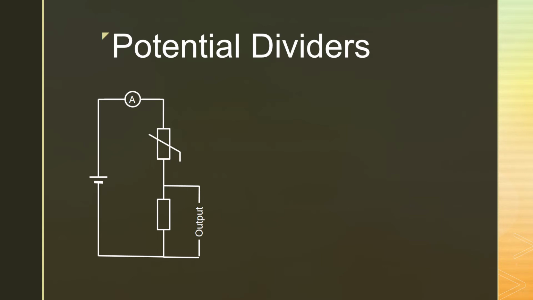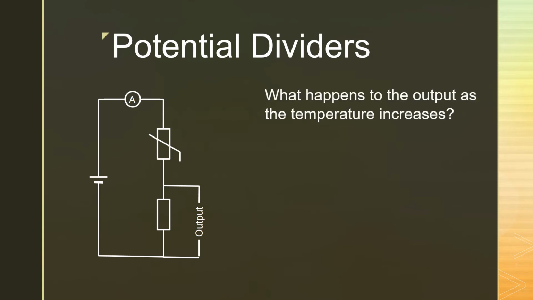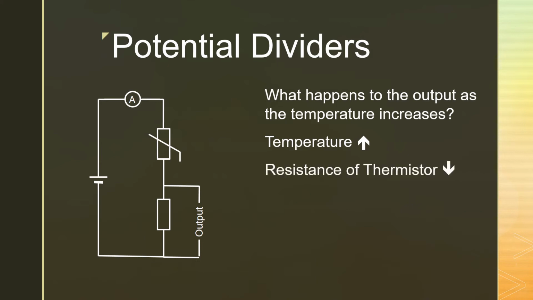Well, let's go through it again in exactly the same way. Let's start with the same question: what happens to the output as the temperature increases? We're going to get an increase in the temperature, and therefore the resistance of that thermistor is going to go down. And again, thinking about Ohm's law, I'll keep writing it out: V is equal to IR. If the resistance is going down, the voltage is going to go down. And so we're going to get a decrease in the potential difference across the thermistor.